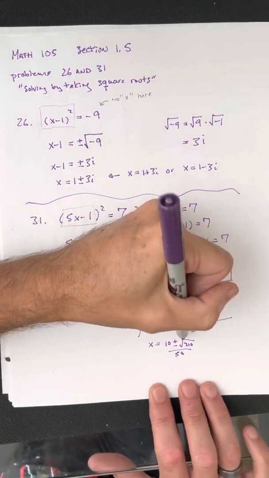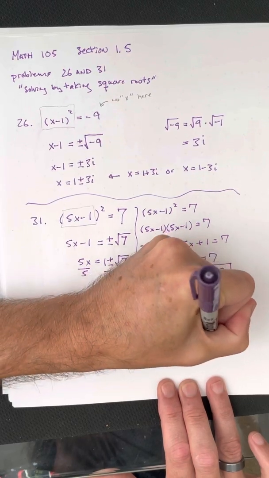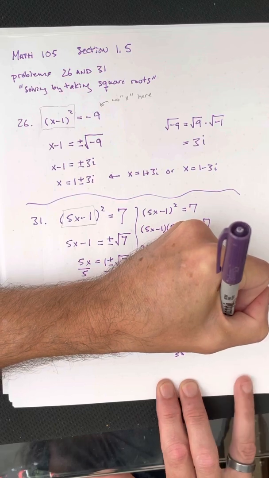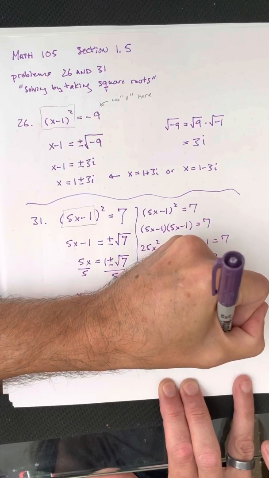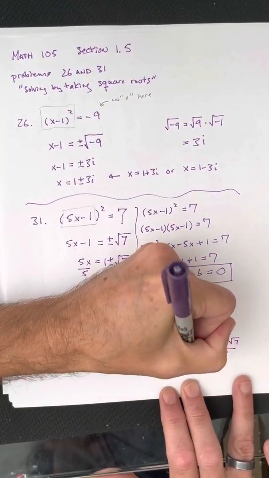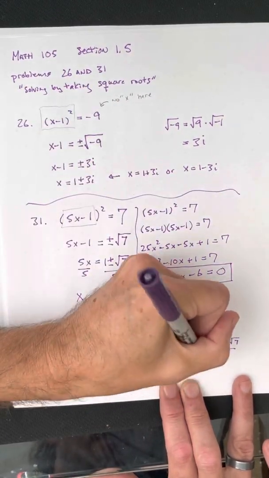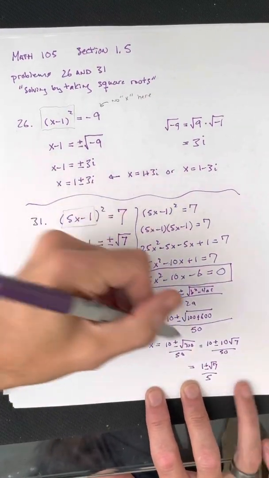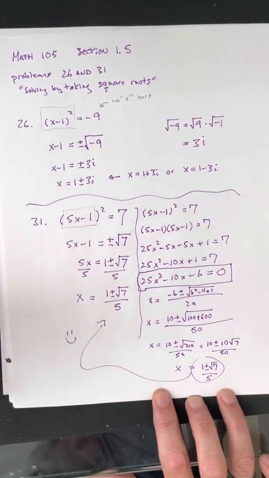And now I'm going to reduce. 700 is 100 times 7. So this is 10 plus or minus the square root of 100 times the square root of 7. Well, the square root of 100 is 10. And now the 10 and the 10 and the 50 all cancel and leave me with 1 plus or minus the square root of 7, all over 5. And voila, that's the same. Yay, that makes me happy.